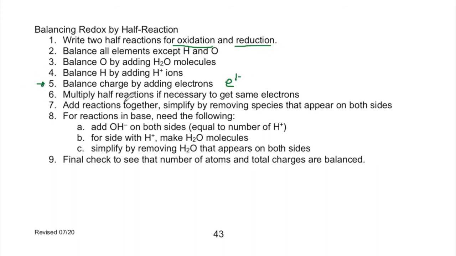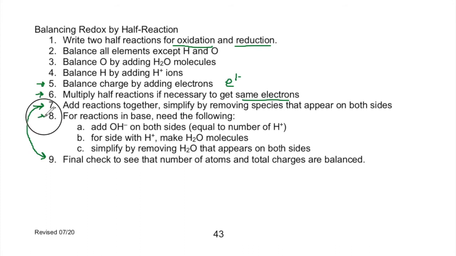Then the final reaction cannot have the electrons, and so we need to have the same amount of electrons in each half reaction, and we do that by multiplying a half reaction by 2 or by 3 if needed. Then once the electrons match, we can add the half reactions back together to get the full reaction. If your reaction is said to be in acid, you can skip step 8 and just go to step 9 and do a final check.